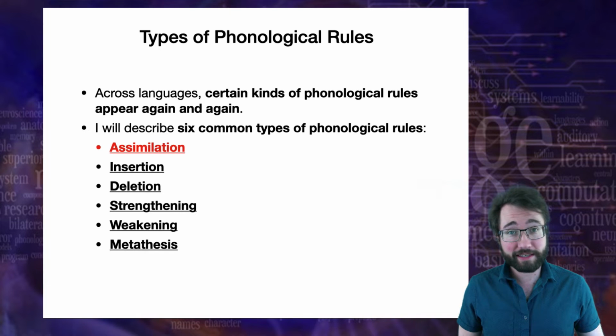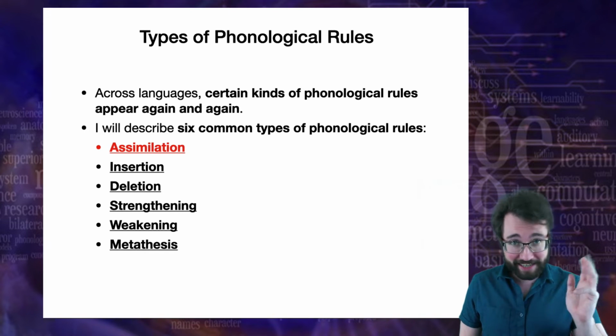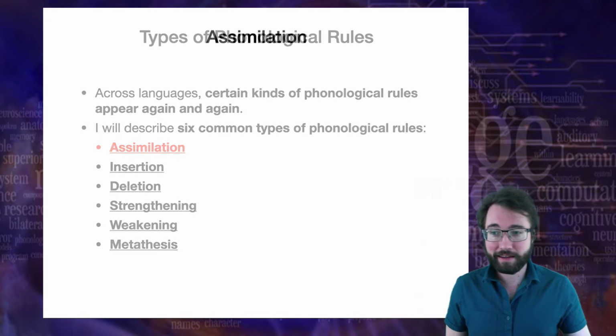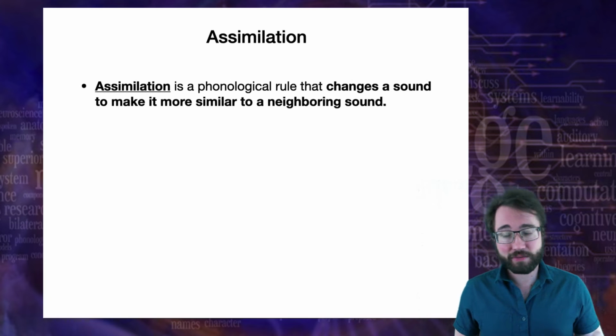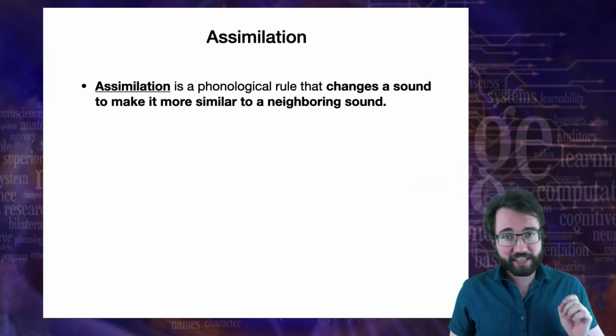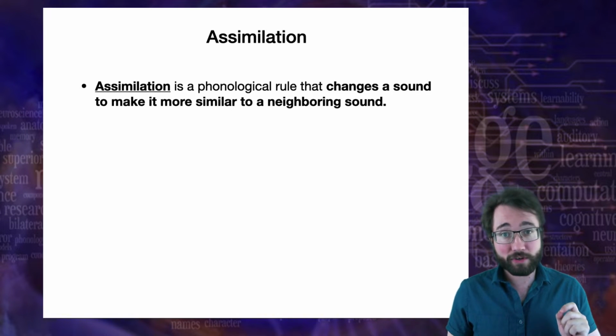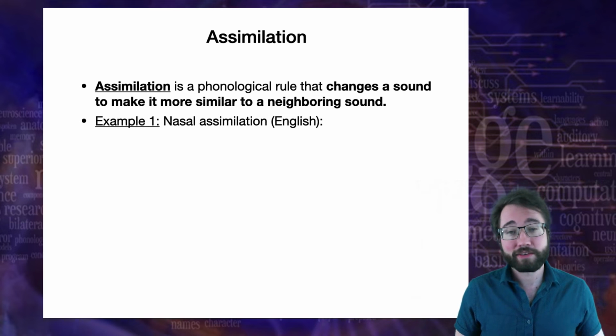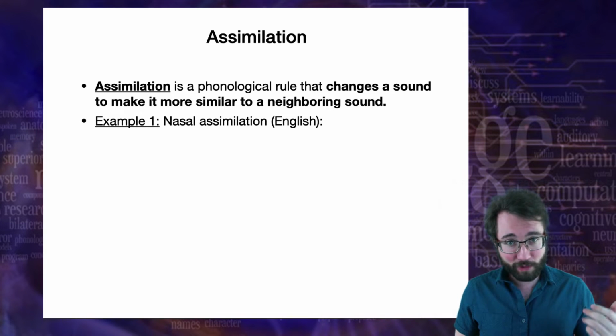We'll start with assimilation. You've already seen many examples of assimilation, although maybe you didn't know it was called that yet. So assimilation is when a phonological rule changes a sound to make it more similar to a neighboring sound. You should think of if you've seen any examples of this so far. So the number one example you've already seen is nasal assimilation.